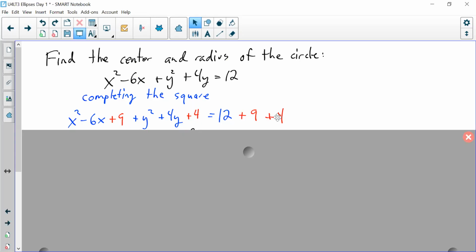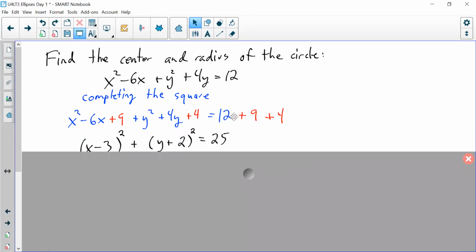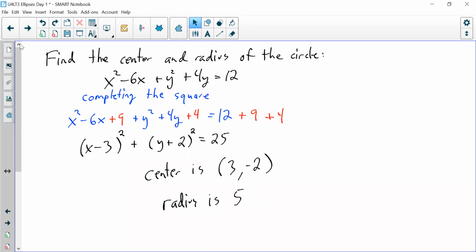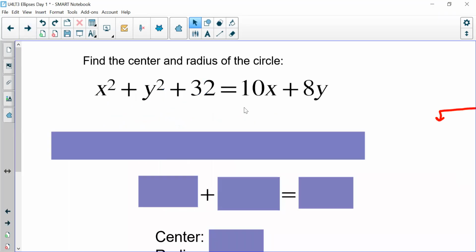We do it to the right side to keep the balance. Now on the right side, 12 plus 9 plus 4 is 25. On the left side, this is the whole point. The whole point of completing the square is that you can factor it, and it will be a binomial squared. This factors into (x - 3) squared. This factors into (y + 2) squared. So now we know the center and the radius of this circle. The center is (3, -2). The radius is 5.